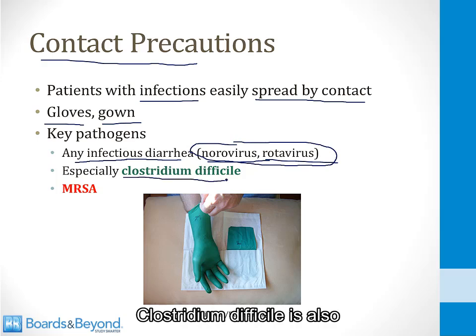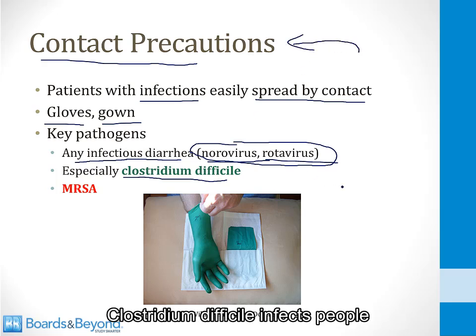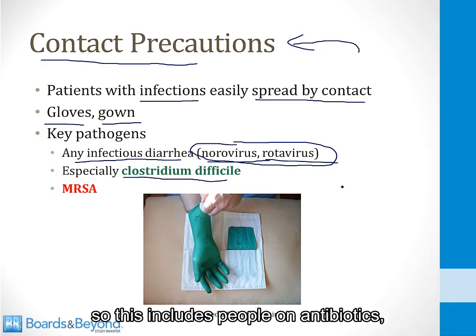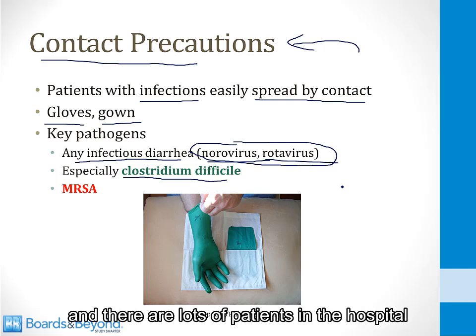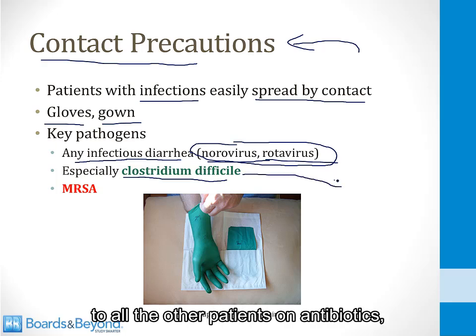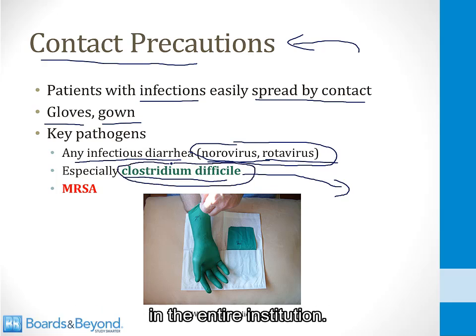Clostridium difficile is also a very important infectious agent where contact precautions are necessary. Clostridium difficile infects people who have diminished bacteria in their gut, so this includes people on antibiotics. And there are lots of patients in the hospital on antibiotics. So if one patient develops C. diff, it can be spread around to all the other patients on antibiotics, and you can have a Clostridium difficile outbreak in the entire institution.